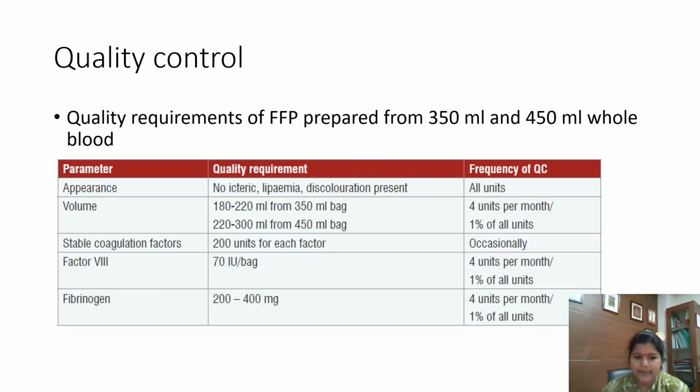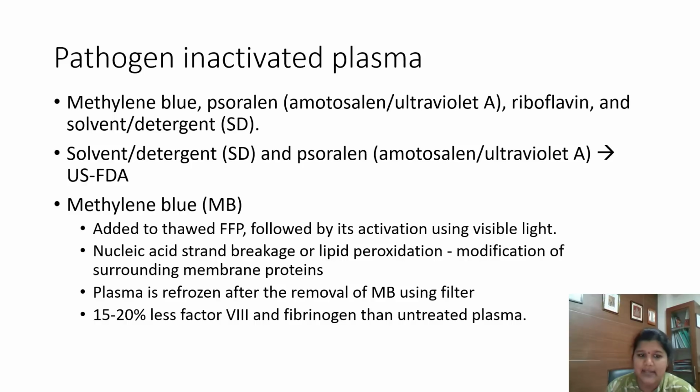Quality control for FFP. Regarding appearance, it should not be icteric, it should not appear lipemic, and there should not be any other discoloration. Regarding volume, if it is from a 350 ml bag, it should range between 180 to 220 ml. If it is from a 450 ml bag, it should range between 220 to 300 ml. Regarding coagulation factors, 200 units should be present of each factor. Regarding factor 8, 70 international units should be present per bag. Regarding fibrinogen, 200 to 400 milligrams is supposed to be present in a quality bag.